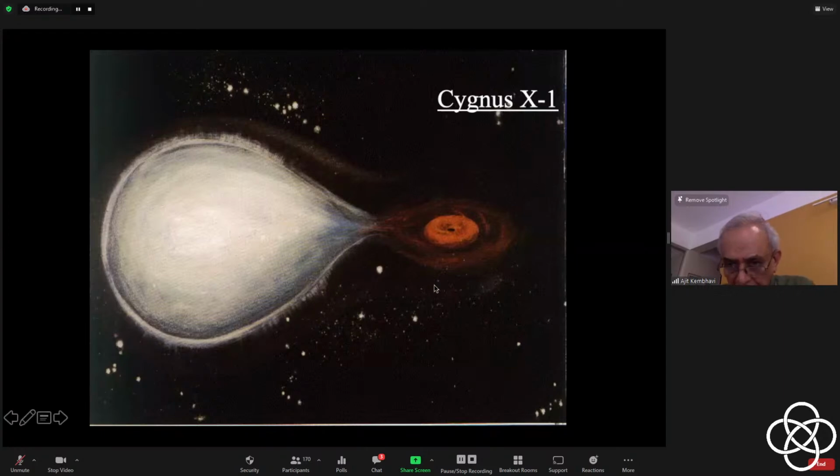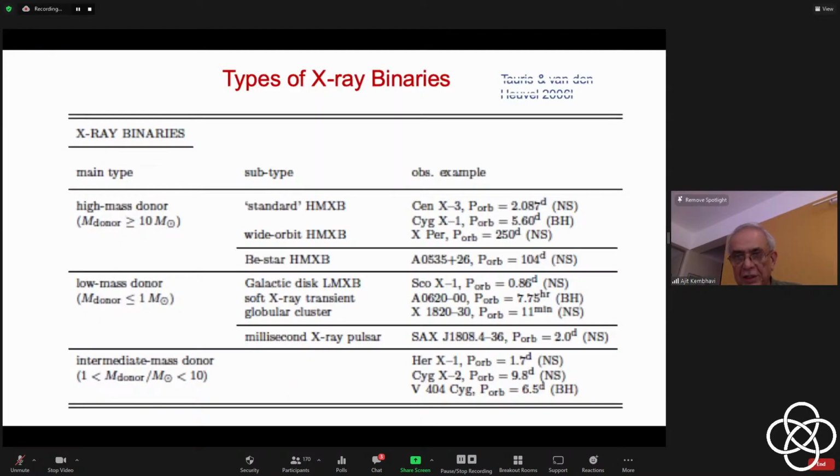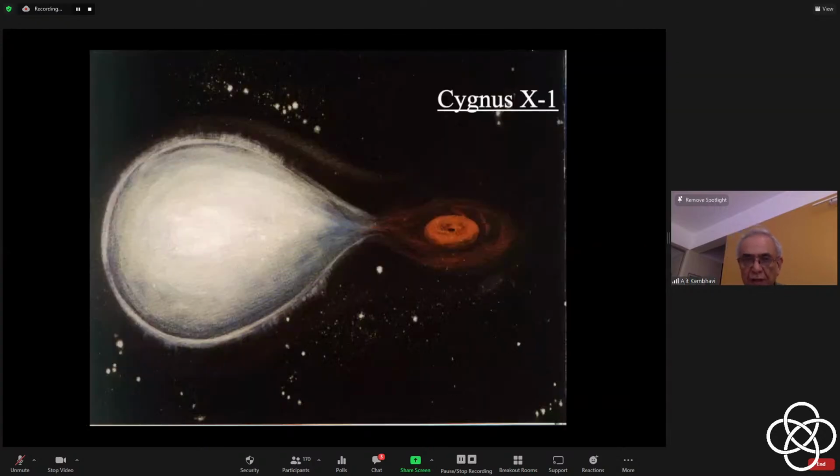And this kind of an object, where there is one object, a star, which is feeding matter to the other one, where you've got either a neutron star or a black hole, is known as an X-ray binary system. Right? Now there are two kinds of X-ray binary systems. One where the mass of the star is greater than the mass of the compact object, and the other where the mass of the star is less than the mass of the compact object.